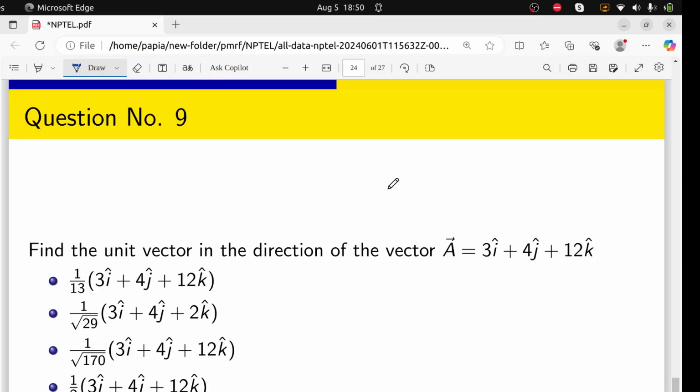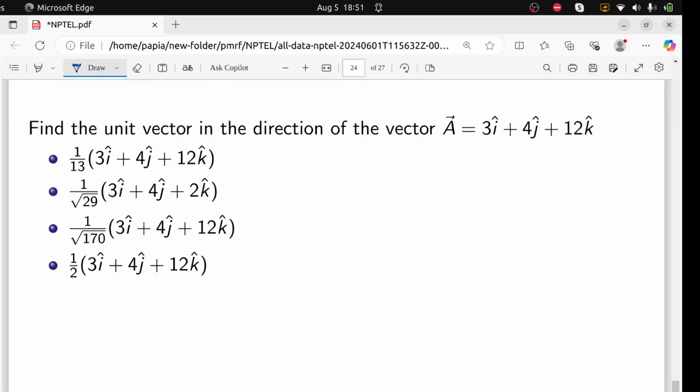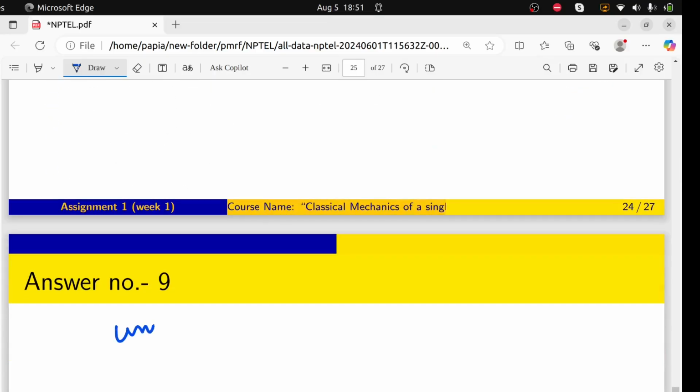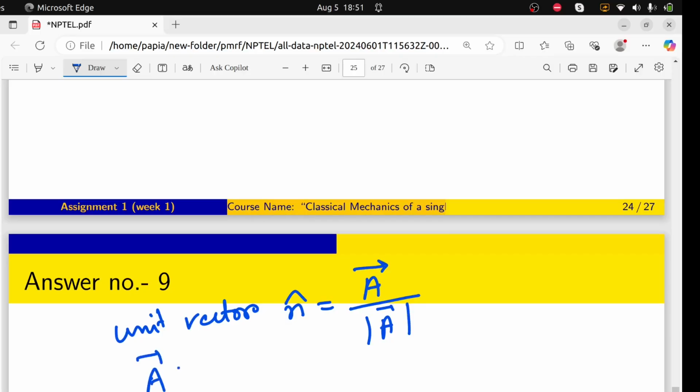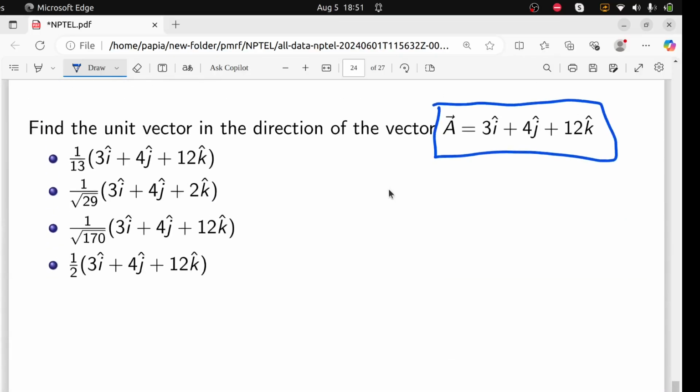Okay. Now find the unit vector in the direction of the vector a cap. The vector is given here and they are asking for the unit vector. So it's very simple. It is the vector divided by the mod of the vector. And the vector a is what? 3, 4, 12.